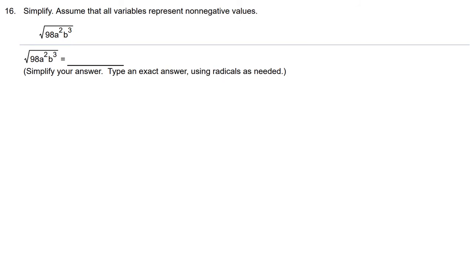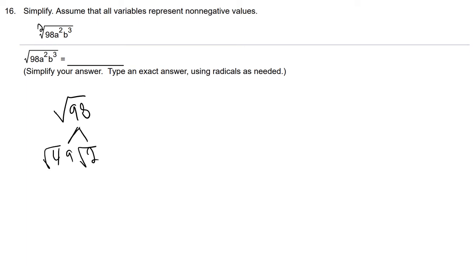Question 16. This one says simplify. It is a square root. It doesn't have a 2 or a 3 or a 4 for the index, but that means we can assume it's a square root. From there, what we're going to want to do is think about each part separately. So I'm going to start with the numbers, the square root of 98. If I think about the square root of 98, I'm going to try to factor that. And I can factor that as 49 and 2. 49 times 2 is 98.